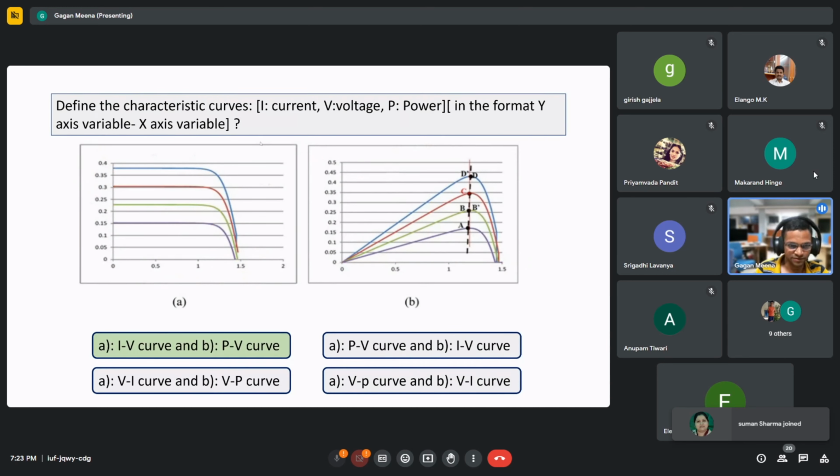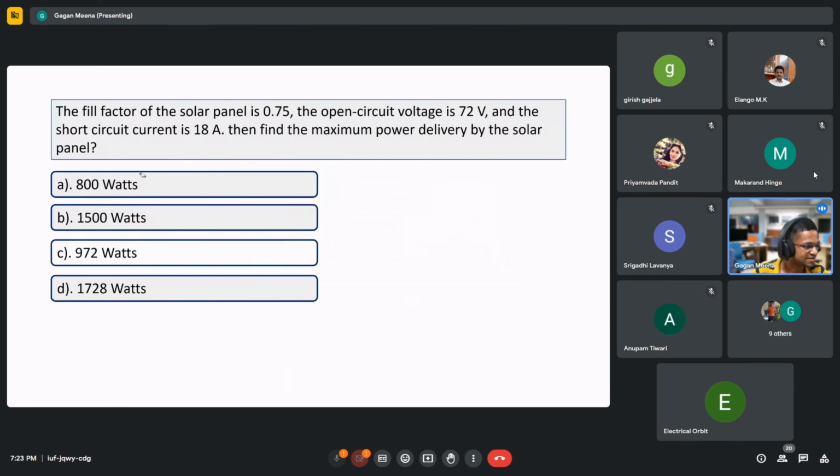Okay, so let's move to the next question. This is a small numerical, very easy. You just need to know what is fill factor. Do you remember what fill factor is?